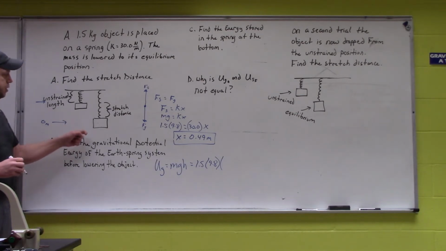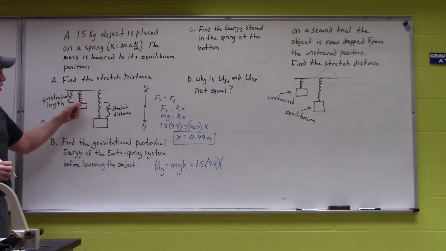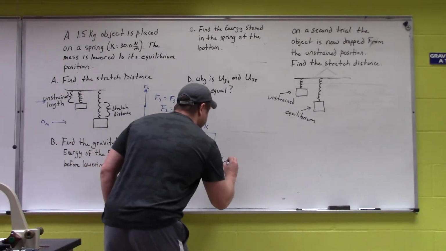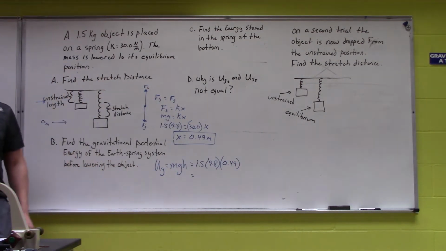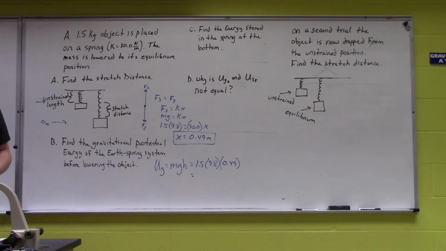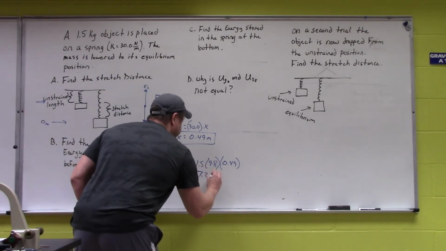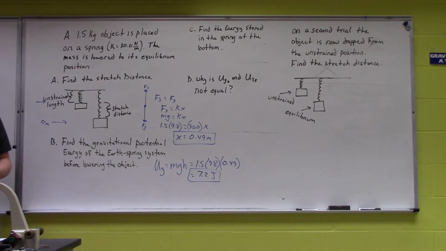So what we can do is theoretically just say that there's no gravitational potential energy at the bottom, and all of the gravitational potential energy in the system is at its highest point. So we can just use the stretch distance as the height. When we solve for that, we get 7.2 joules as our energy stored in the spring-Earth system at the beginning.